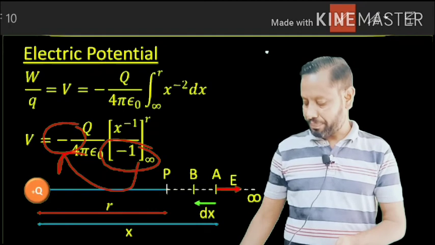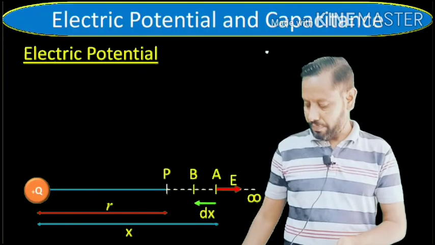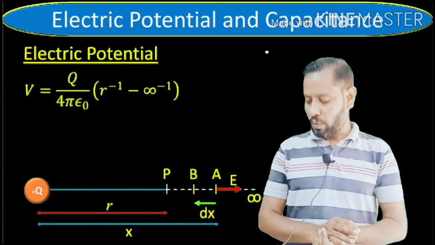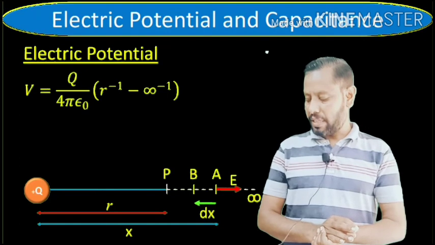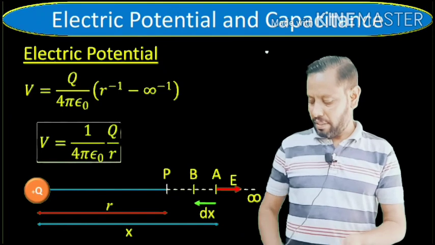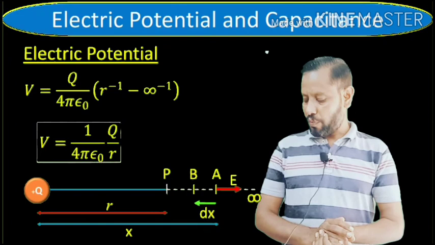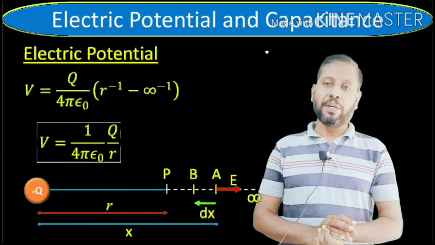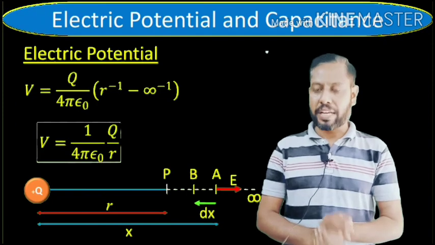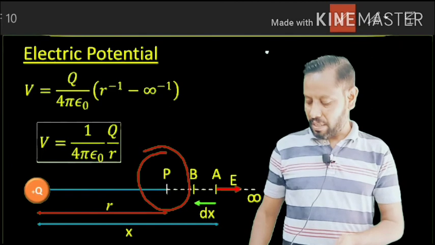So in our next step we are getting plus q upon 4 pi epsilon 0 times r raised to minus 1 minus infinity raised to minus 1. And if you solve further, then you will get v is equal to 1 upon 4 pi epsilon 0 into q upon r. And this is the expression for the electric potential of capital Q at a distance r at a point P.